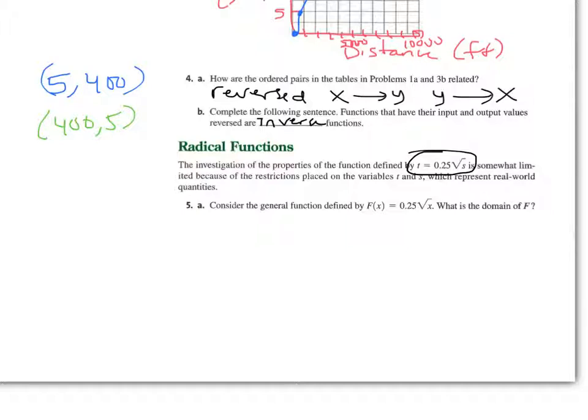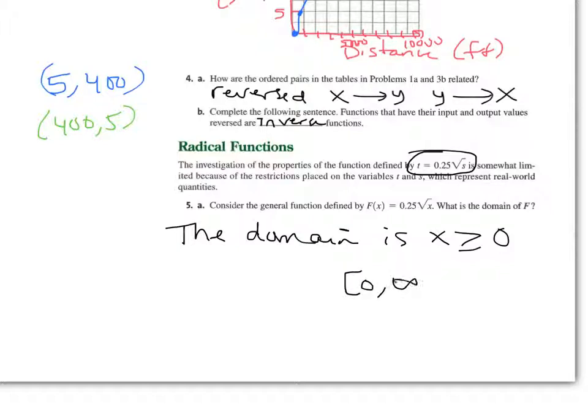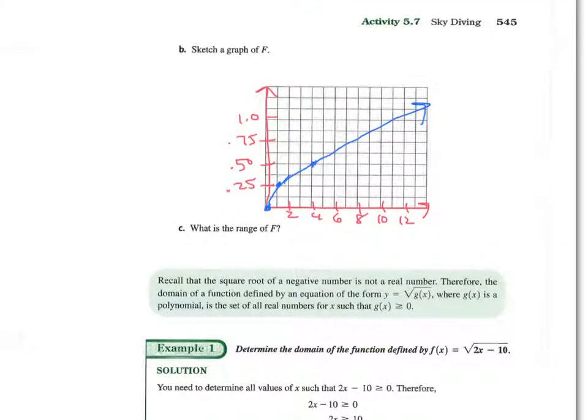We know we can only take the square root of non-negative numbers. So the domain of this is that x has to be greater than or equal to 0. In other words, to write that as an interval, 0 to infinity. So we can't use negatives, although we can use 0. Next slide. I did that ahead of time. It's really the same graph we had before, because it was the same function.